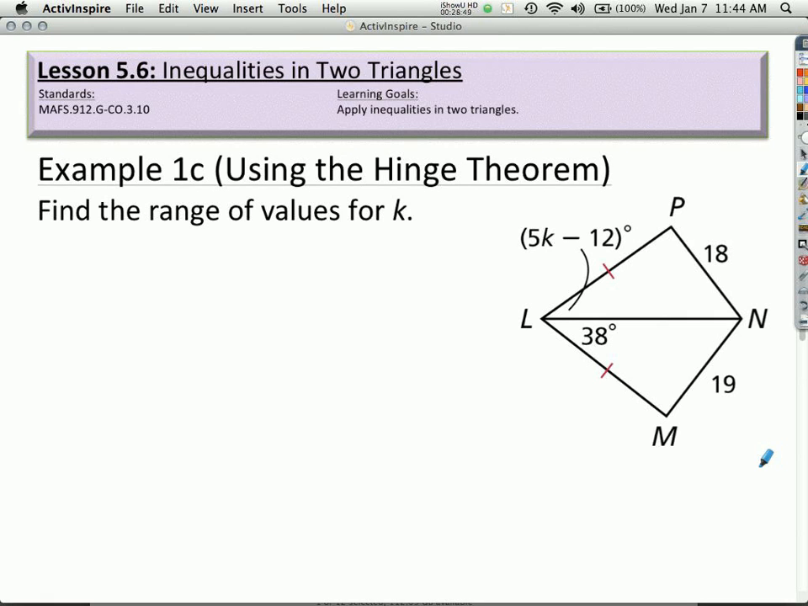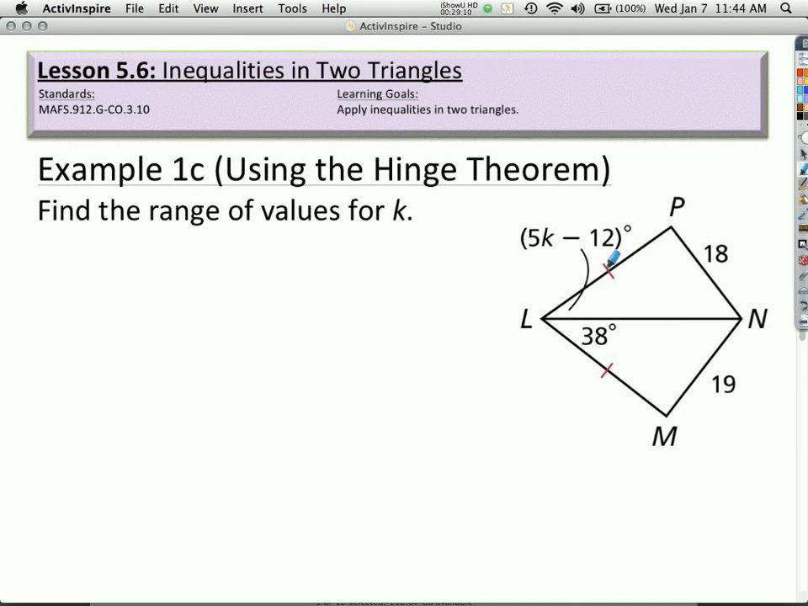So now we're asked for something a little bit different. Find a range of values for k. In other words, what numbers can we put right here that will make this work? So I'm going to do a couple of the parts quickly so we can use our time well.